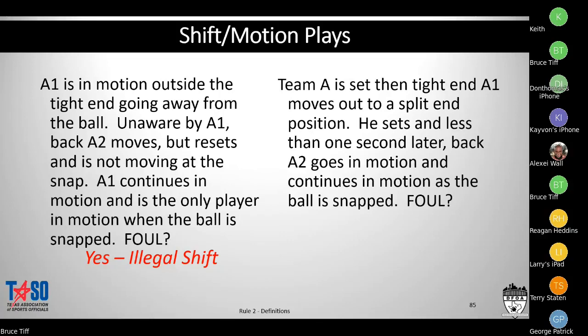Team A is set, then tight end A1 moves out to a split end position. He sets, and less than 1 second later, back A2 goes in motion and continues in motion as the ball is snapped. Foul? Yes or no? No. Because they became set for 1 second.